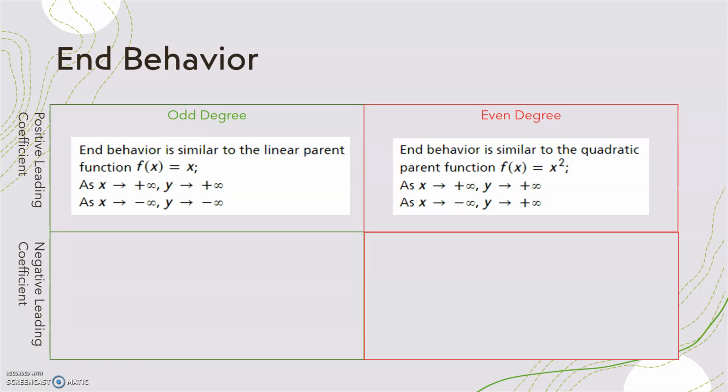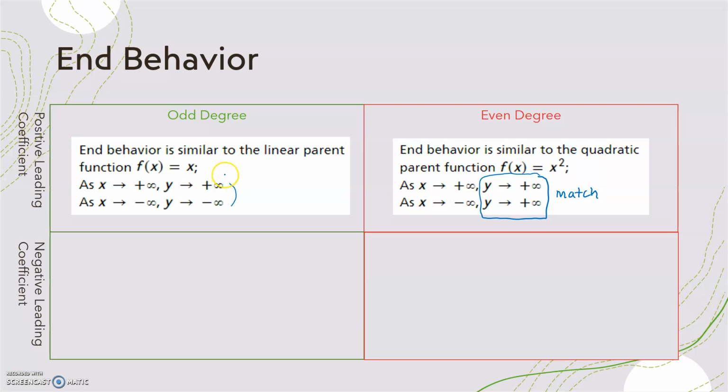If you have an odd degree, then it's actually a lot like the line y equals x. The right side of the graph is going to point up, but the left side points down. For even degree polynomials, these things match. They both point to the same kind of infinity. For an odd degree, there's a mismatch.